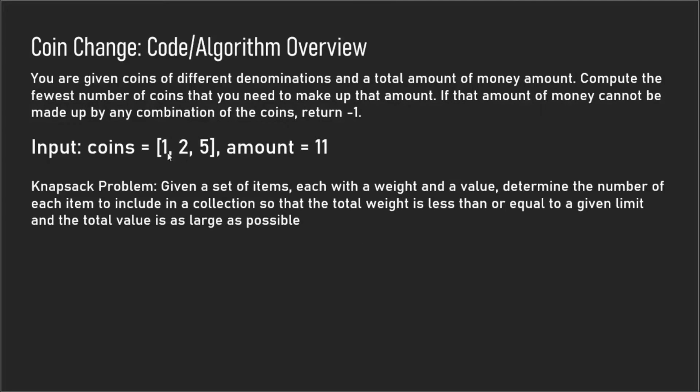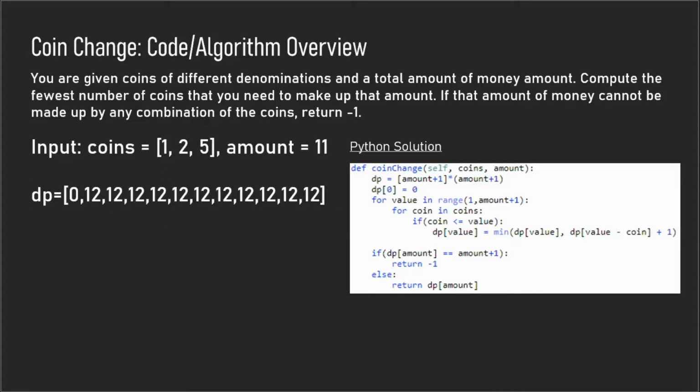So the weight would essentially be the actual values inside the coins array. Like, let's say 5, this coin has a weight of 5. And the value in this case would always be 1 because each coin is always counted as one coin. And then the given limit would essentially be our amount value that we're trying to get to. I'll admit that this problem is actually very difficult if you don't know how to go about approaching it, but essentially the algorithm you want to be using is dynamic programming.